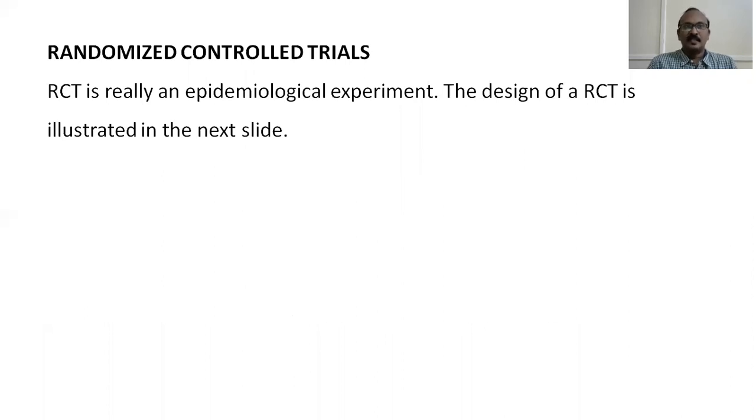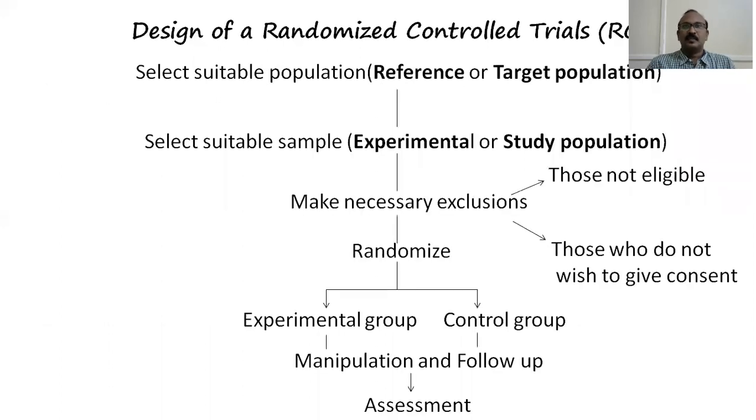Randomized control trials. A randomized control trial is an epidemiological experiment. The design of a randomized control trial can be understood in the subsequent slide. Design of a randomized control trial, or RCT. First, what we need to do is select a suitable population. The suitable population is also known by the names reference or target population. From the reference or target population, by various sampling methodologies, you select a suitable sample, and the suitable sample is also known as experimental or study population.